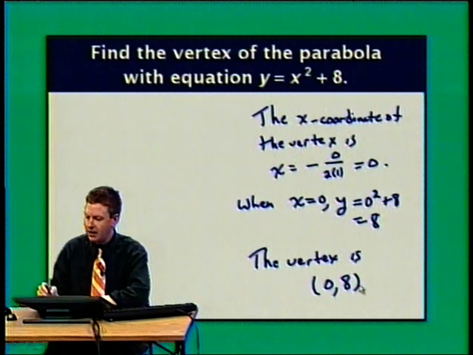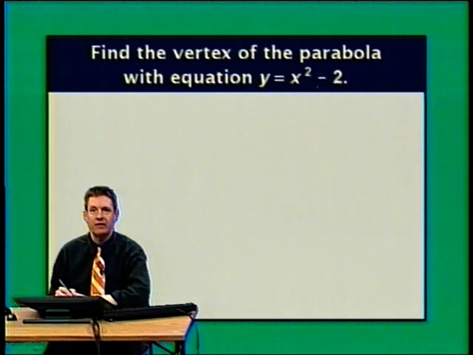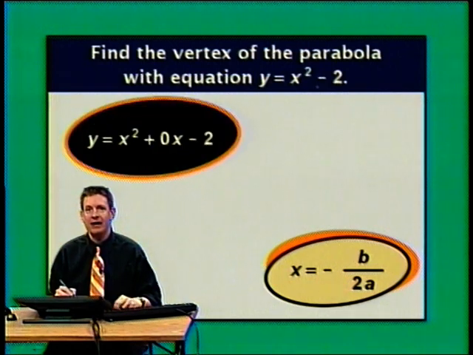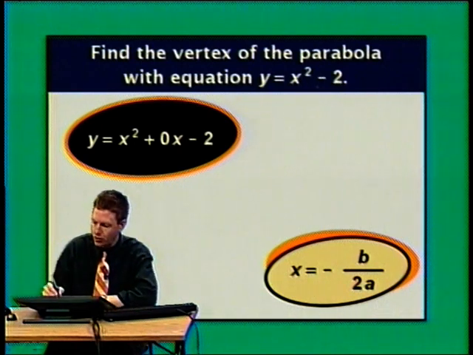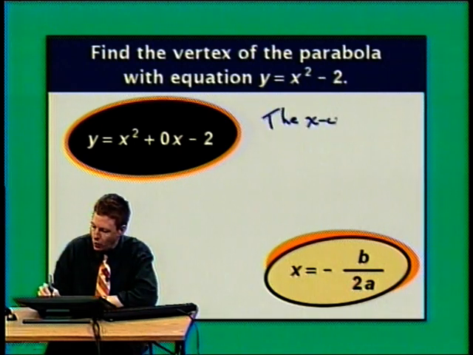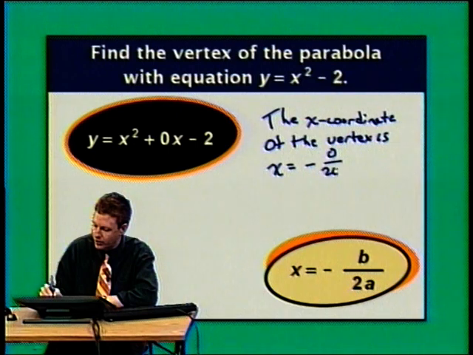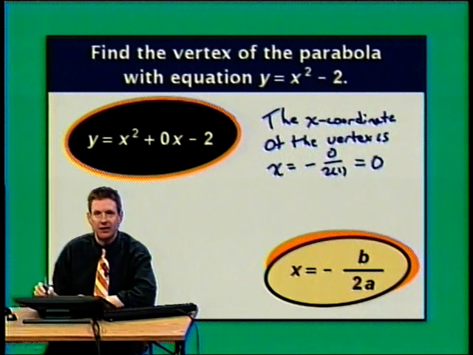Do you see 8 in our equation? Well, sure. 8 is the number that's being added to x squared. Let's find the vertex of the parabola with equation y equals x squared minus 2. Again, the x-coordinate is given by the formula opposite b over 2a. And again, I can think of this equation as y equals x squared plus 0x minus 2. So the x-coordinate of the vertex is x equals the opposite of 0 over 2 times 1, which is still 0.